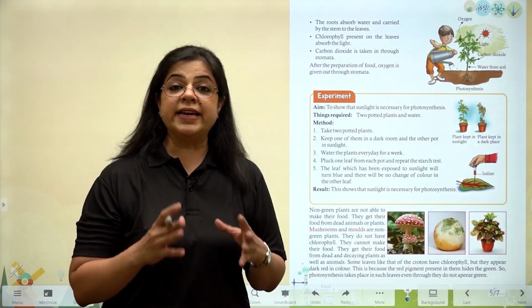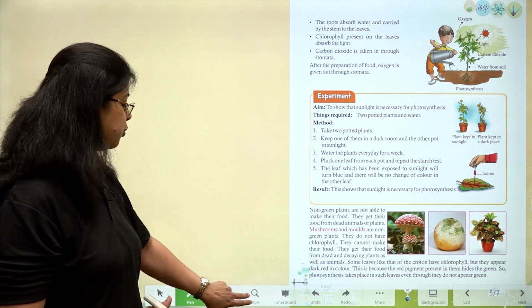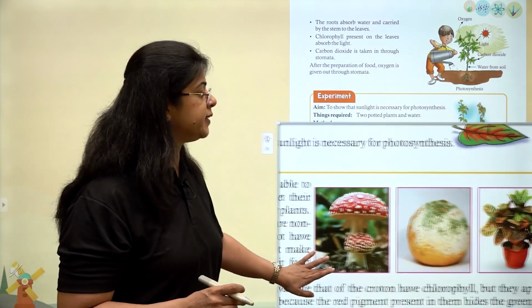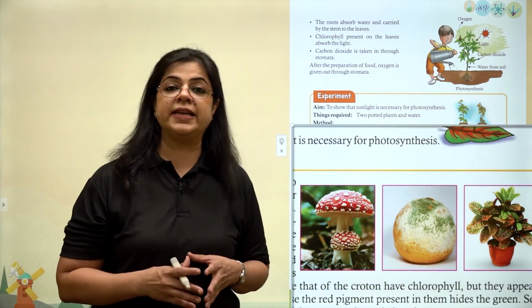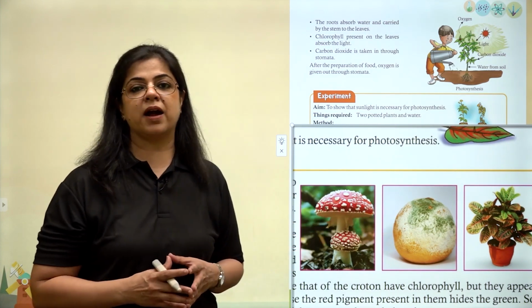This is how green plants produce their food. But how do non-green plants produce their food? You must have seen mushrooms and molds growing on dead parts of plants, sometimes fallen trees, sometimes fallen leaves. So they derive their nutrition from dead decaying plant matter.